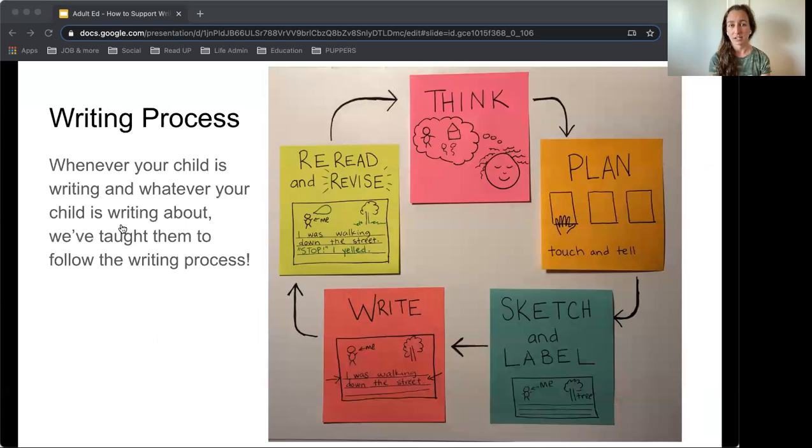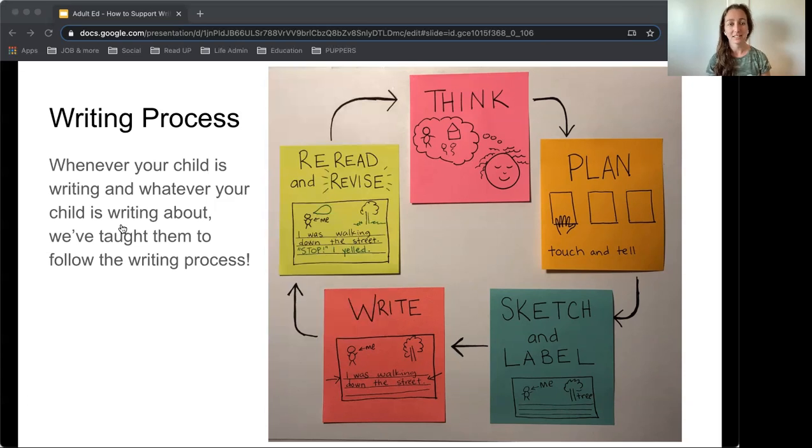We'll start with the writing process. The writing process is a series of steps we have taught our writers to follow when they have an idea. We will start at the top. First, we want the writer to think of an idea. Then, once they have an idea, the writer will plan by touching and telling their idea across the pages.